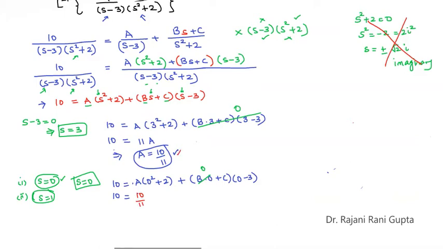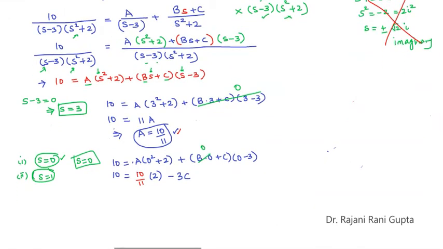And what else you have here? 0 square is 0 plus 2 gives you 2. Then it is 0 plus c gives you c times minus 3, so minus 3c. Now to solve it for c, what we will do? We will move 3c on this side and bring 10 on the other side so that we will get the value of c. So we get 3 times c because it's negative, when we move it on the other side, it becomes positive, equal 10 times 2 is 20 over 11 minus 10.